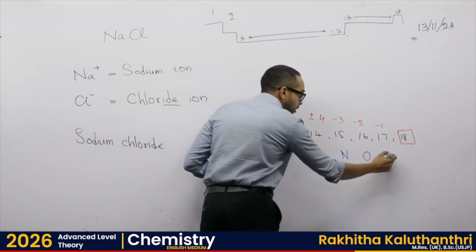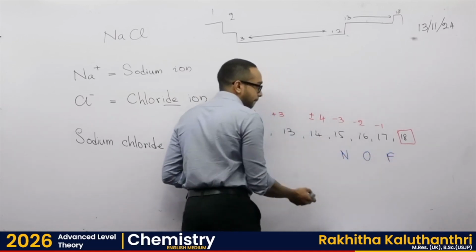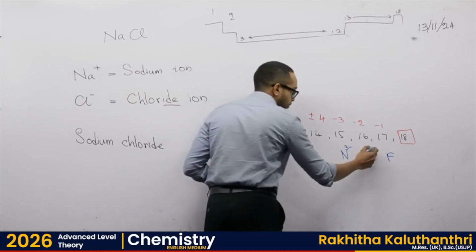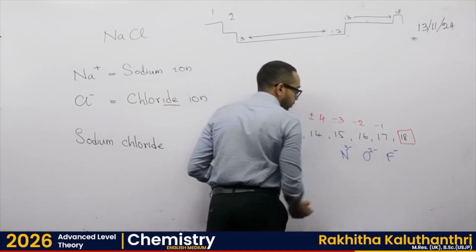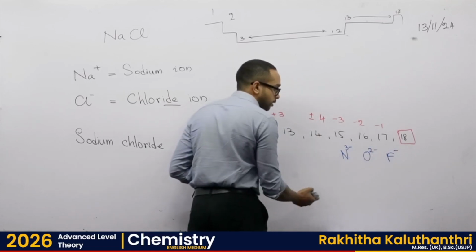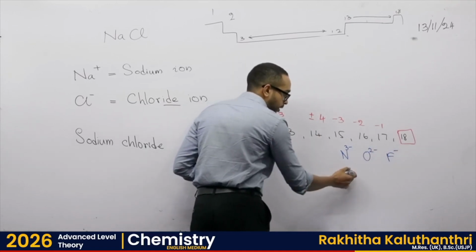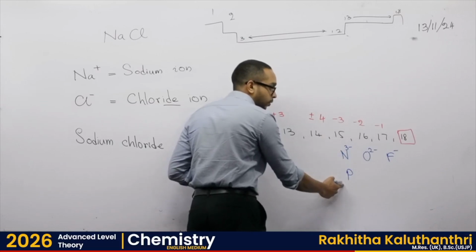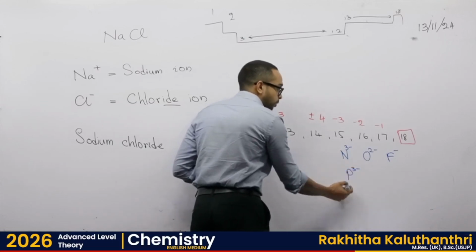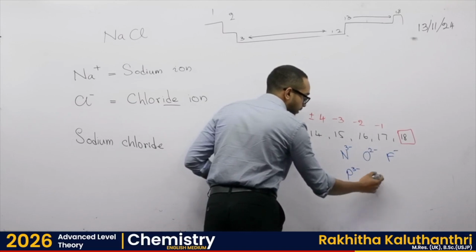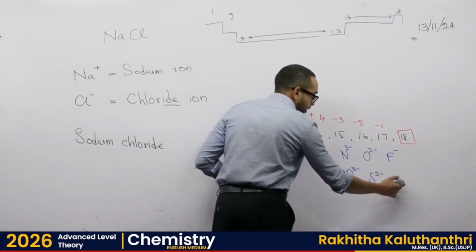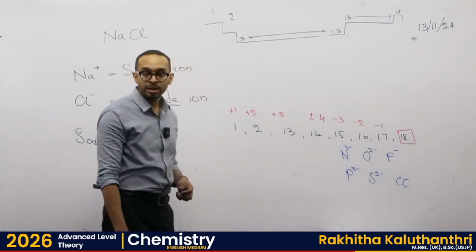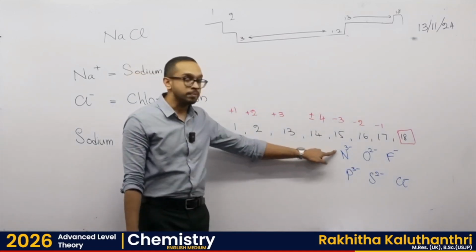This is oxygen, this is fluorine. So nitrogen forms 3- ions, oxygen forms oxide ions, fluorine forms F-, fluoride ions. If you take phosphorus, which is also in group 15 in period 3, it forms phosphide ions, sulfur, sulfide, and then chlorine. So these are elements in period 3.